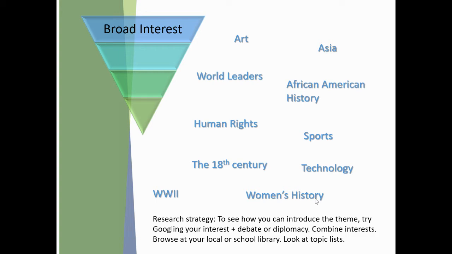And another research strategy is to browse at your local library or your school library. Look at the sections that are devoted to these topics and see what books jump out at you. And another way is to look at topic lists. So every year we have museums, historical societies, and other institutions put together lists for us that are related to this year's NHD theme. So that also might be a good place to start. Scan the list and see if your broad interest comes up anywhere.